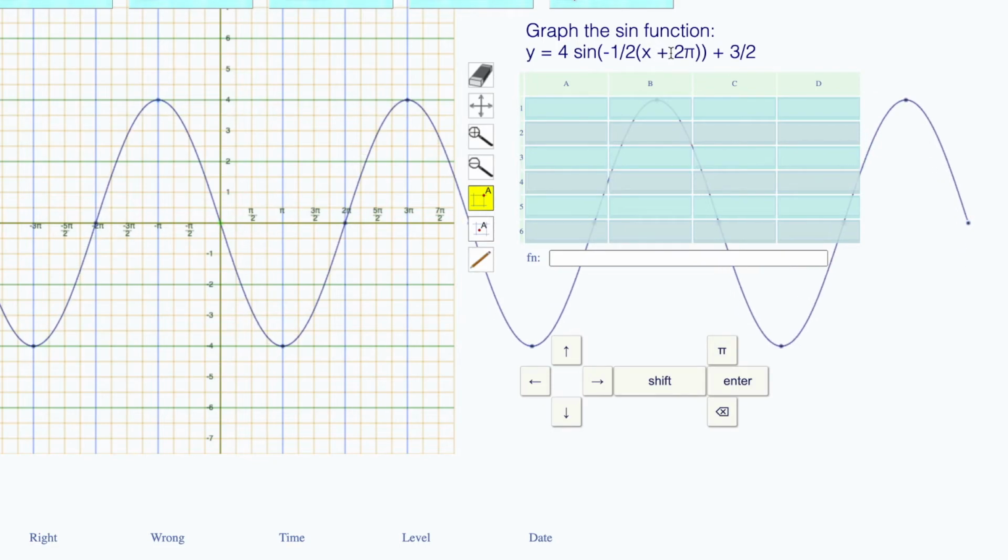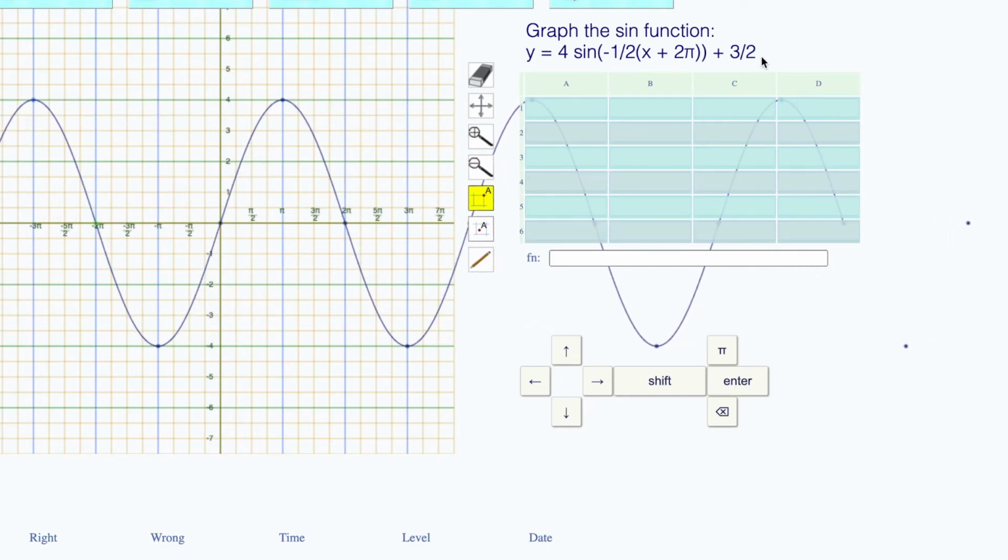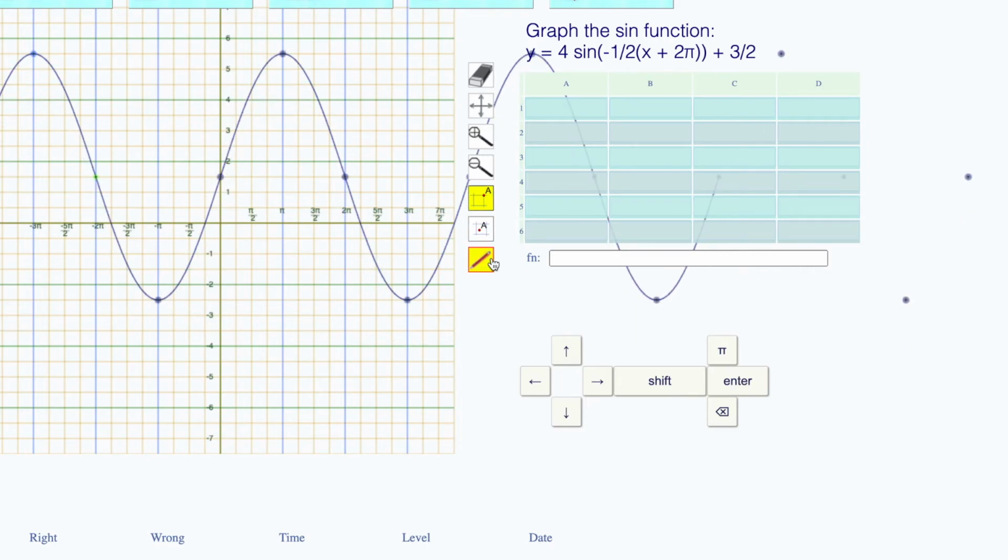The h is negative 2 pi, because remember, it's x minus h, and to get a positive, your h needs to be negative, so it's really negative 2 pi. So I'm dragging this whole point back to negative 2 pi. The k is plus 3 over 2, which is 1.5, so I'm lifting the whole graph up by 1.5. This midline is going to go through 1.5, like that. And there's our answer. And then we press return to check to see if we're right.